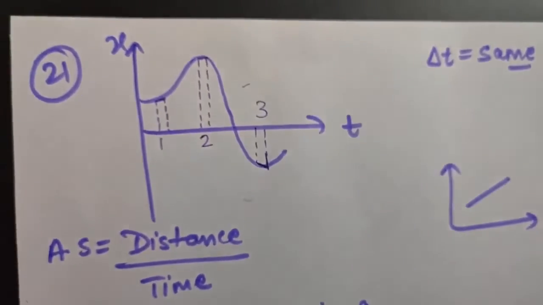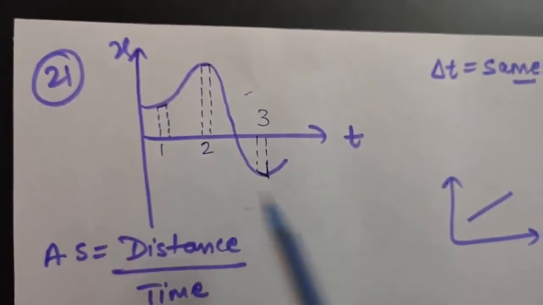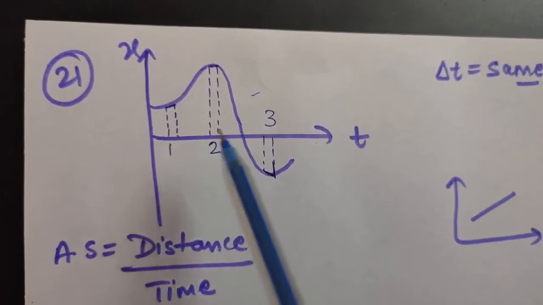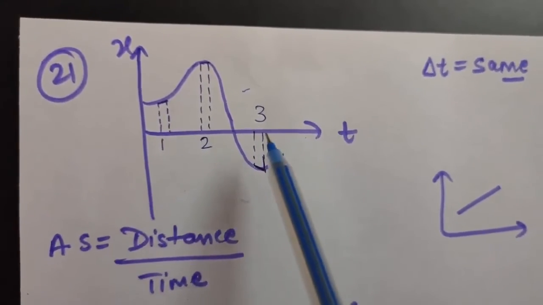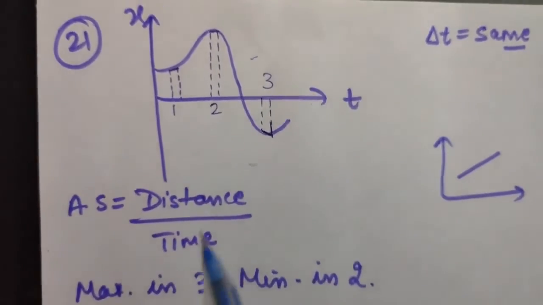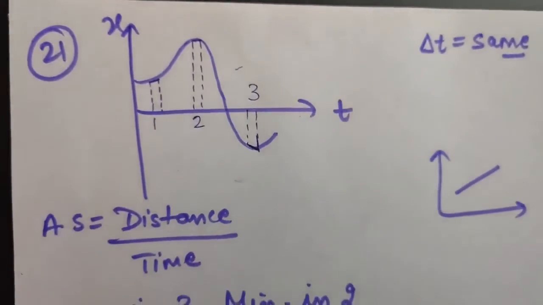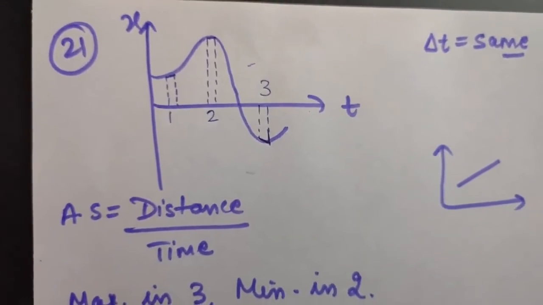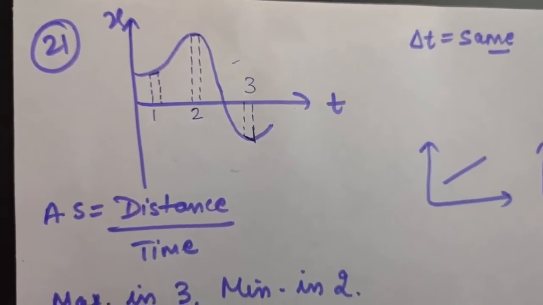Okay, so in question number 21, a position time graph is given to you, and the question asks, out of these 1, 2 and 3, time interval is same for all of them. So time interval is same for all the three intervals. The first part says in which period the average speed is maximum and in which part average speed is minimum.